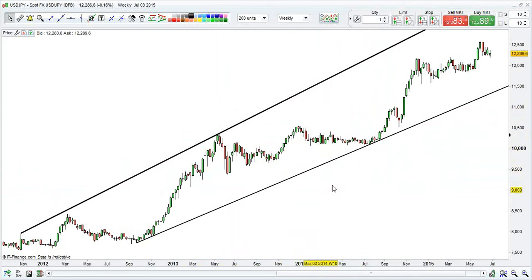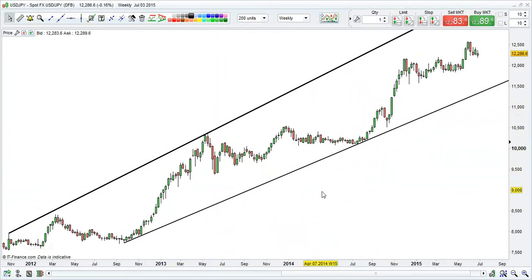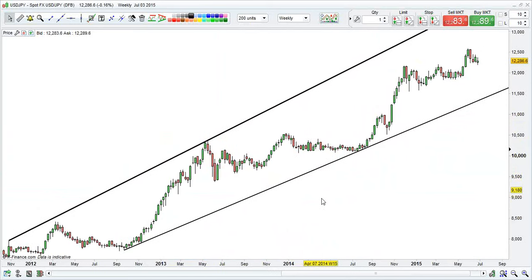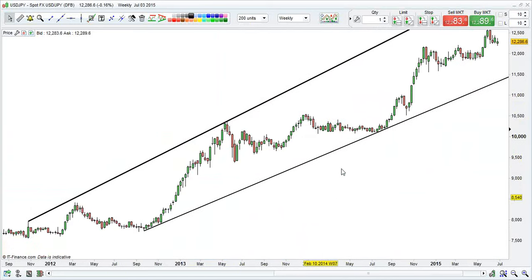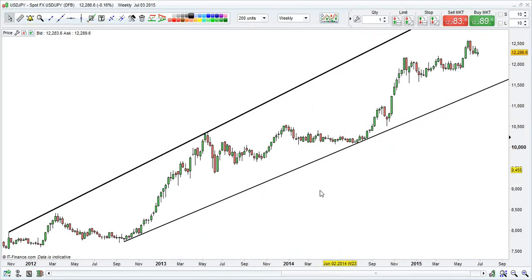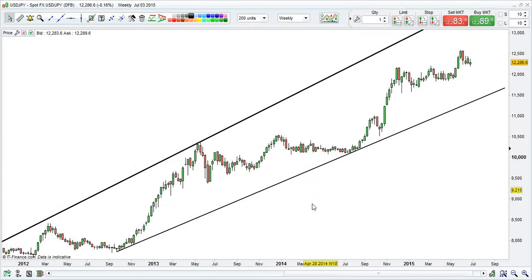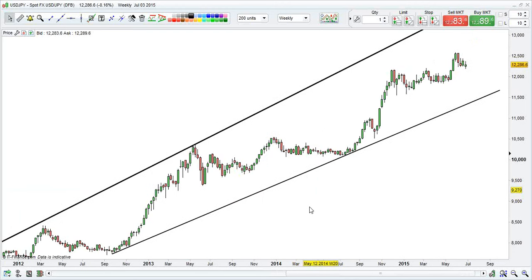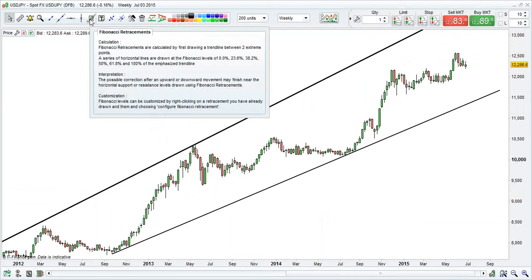So that's a simple channel line you can use to pop onto your longer term charts to keep you on the correct side of the market. Now, you'll be looking to also add a Fibonacci extension onto your chart too, to give you more of an indication of support and resistance levels.